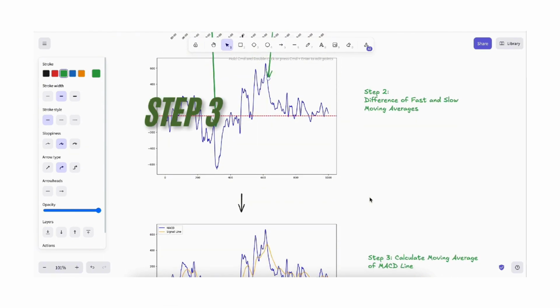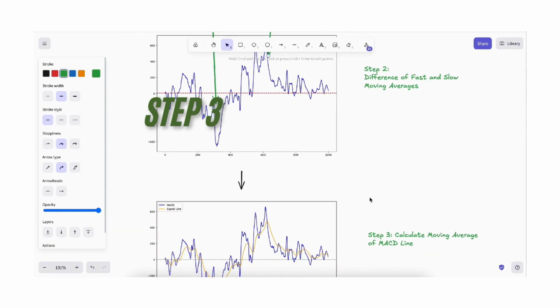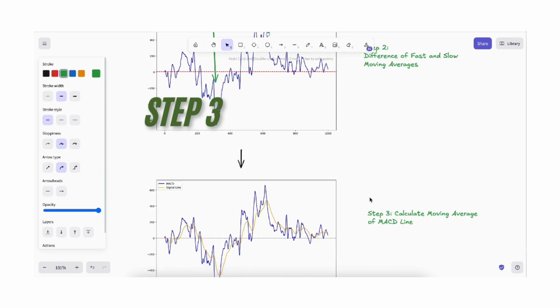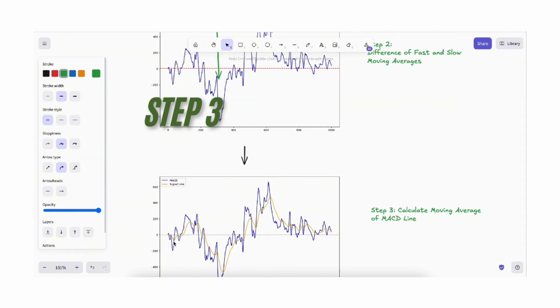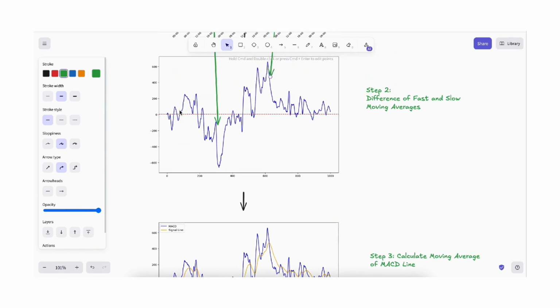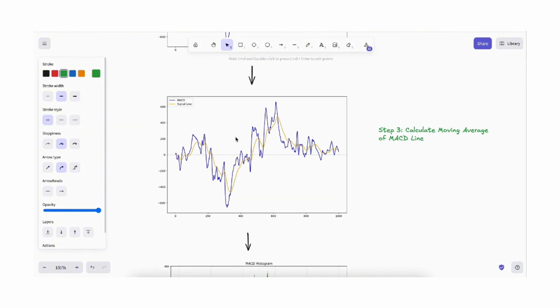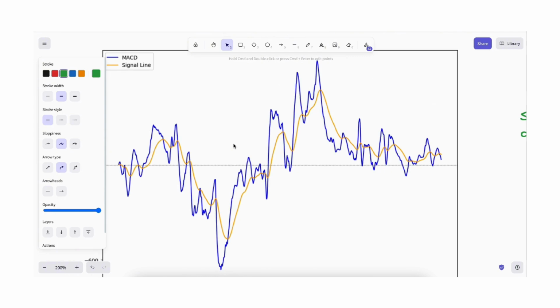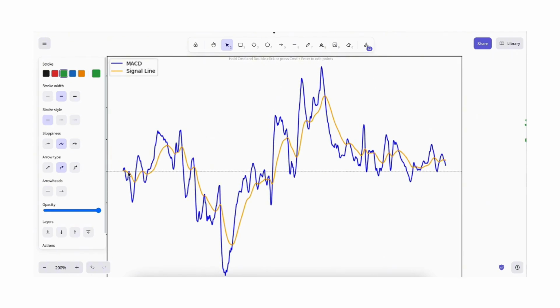So now we go to step 3. In step 3, and this is where it gets a little more complicated, we calculate a moving average, in this case an exponential moving average of the MACD line. So the MACD is simply the difference between the fast and the slow moving averages. Now look at step 3, and let's zoom into the plot here. You can see two lines here. The blue line here is the MACD, and this is the difference between the fast and the slow moving averages that we calculated before. The yellow line here is what we call the signal line, and this simply is the exponential moving average, which is a smoothed out version of this line.